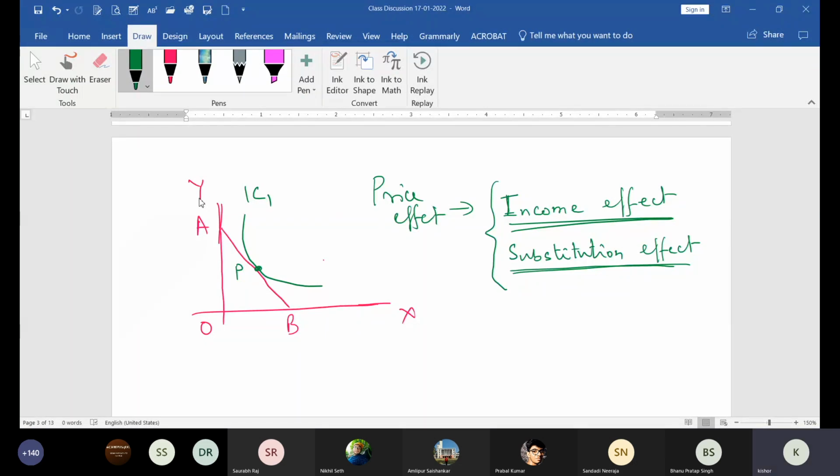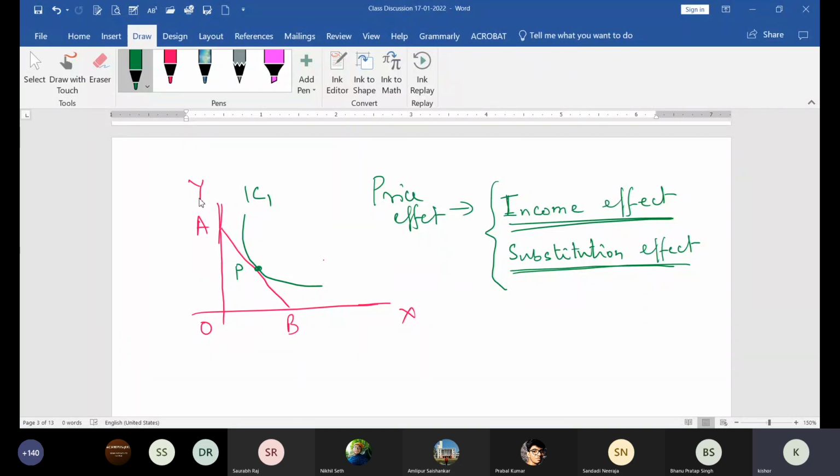This will give you the substitution effect. And the income effect is that one. Actually, income didn't increase, but as the price of X decreases, in our example tomato, you realize for a few seconds or for some time that your income has increased. Actually income didn't increase, but as the price of X decreases, you realize that your income increases. This is called your income effect.